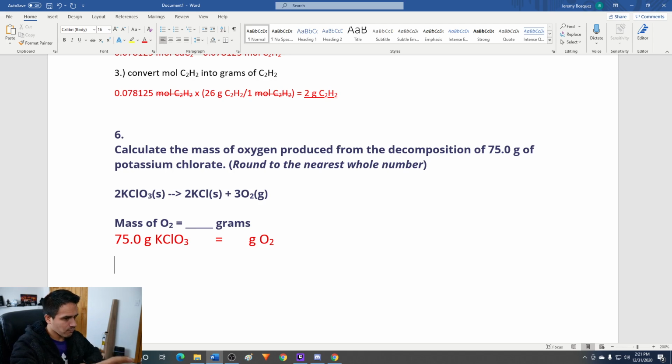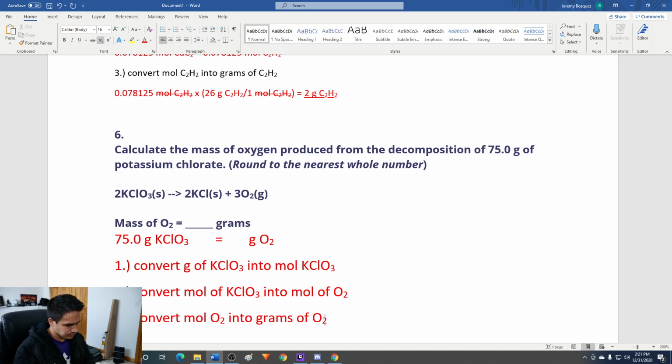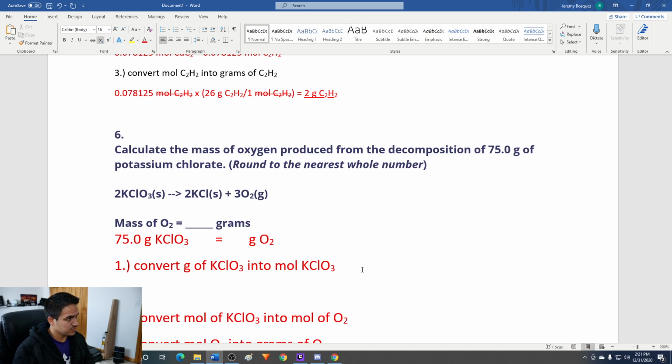So step 1, convert grams of KClO3 into moles of KClO3. Step 2, convert moles of KClO3 into moles of O2. And then step 3, convert moles of O2 into grams of O2. Right, those are the 3 steps. All right, so starting with the first one.